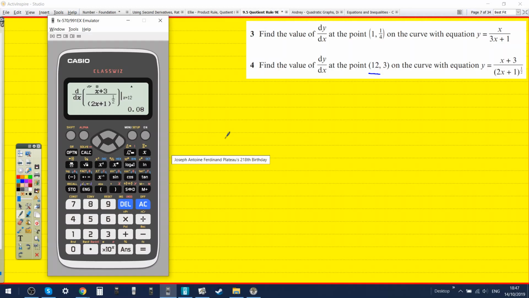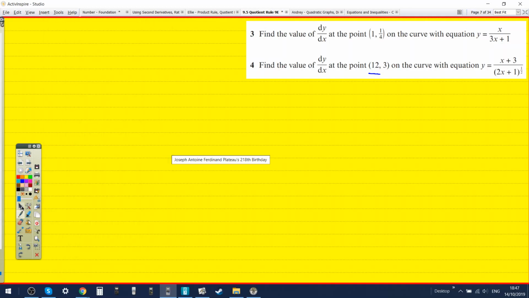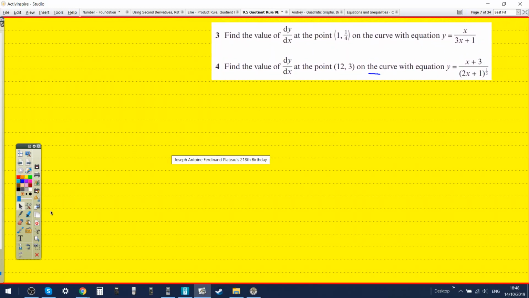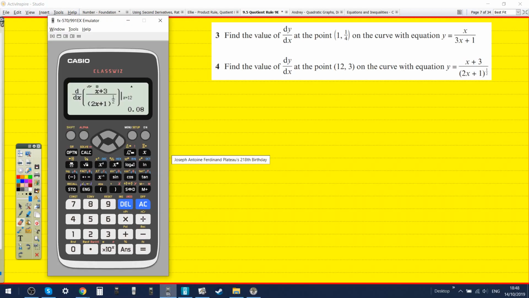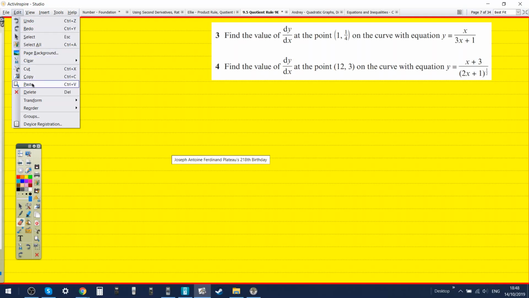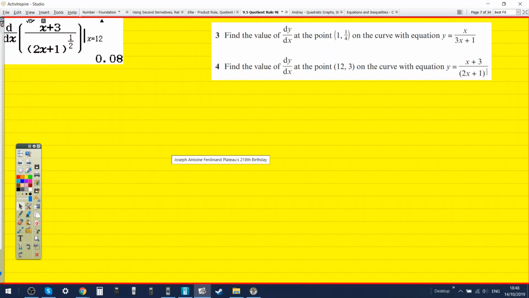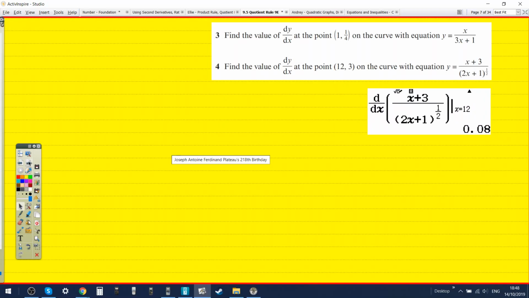I think it should say 8 times 10 to the minus 2, should it not? So the derivative of x plus 3 over 2x plus 1 to the half. Okay, yeah, great. So I suppose one trick is knowing when you can and can't use the calculator.